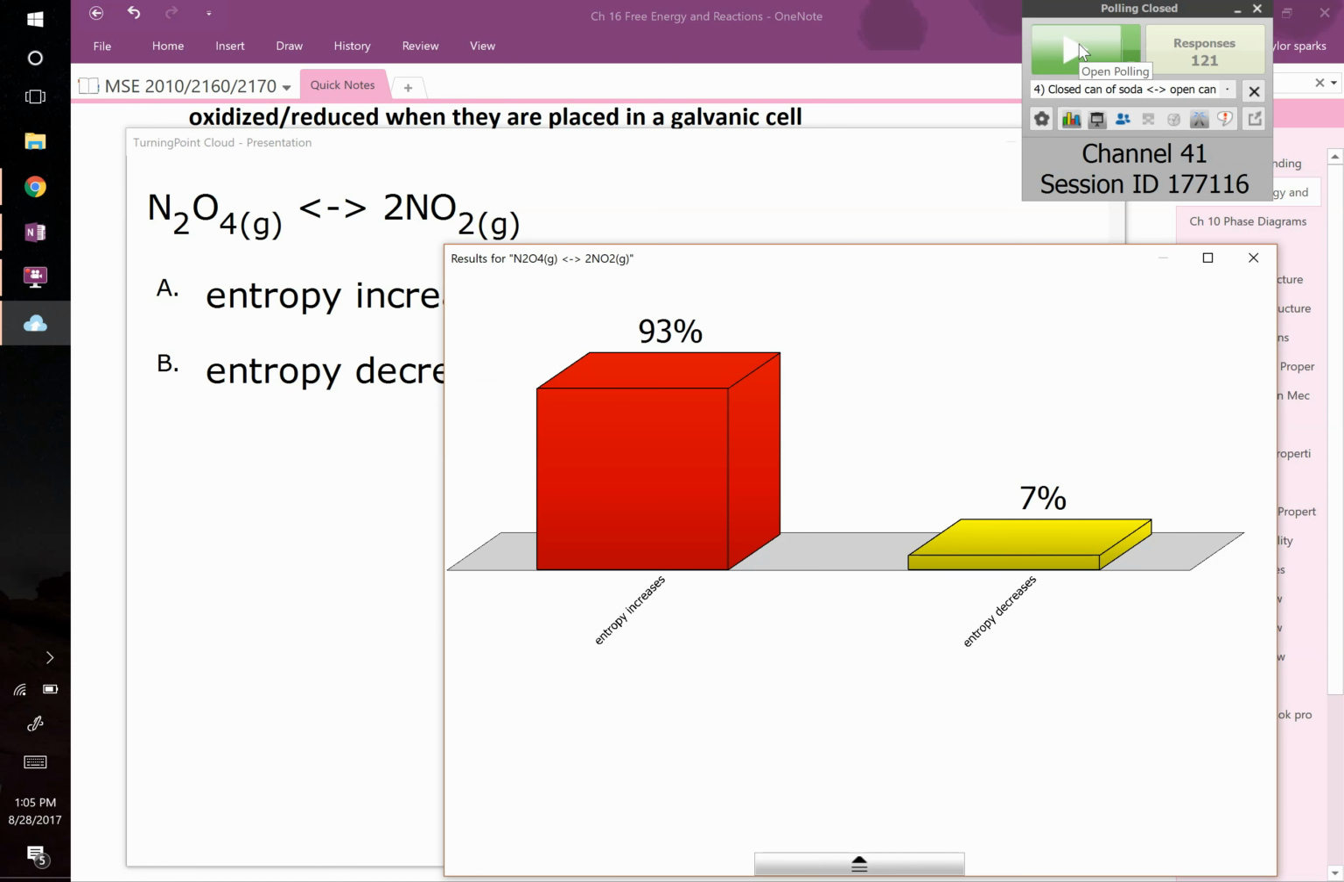Again, because you have two different molecules. Now that said, what about size of molecule? Should size of molecule play into our entropy question? What do we think? It should, and should it increase it or decrease it?